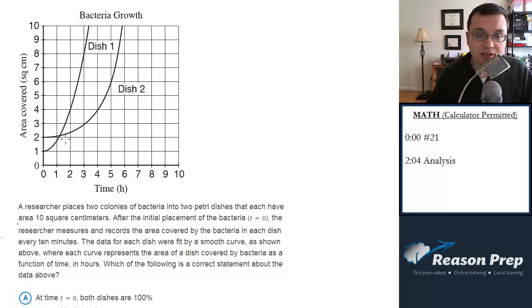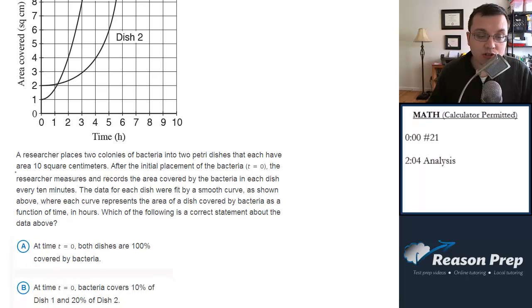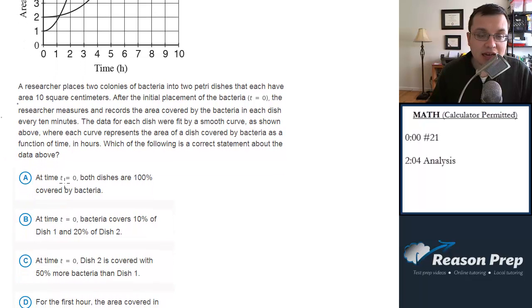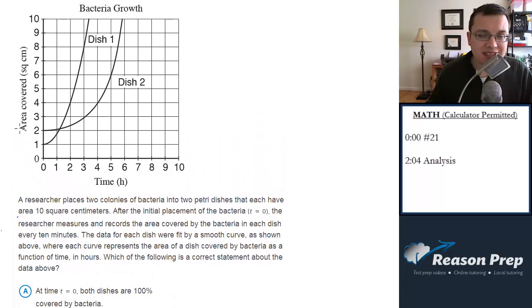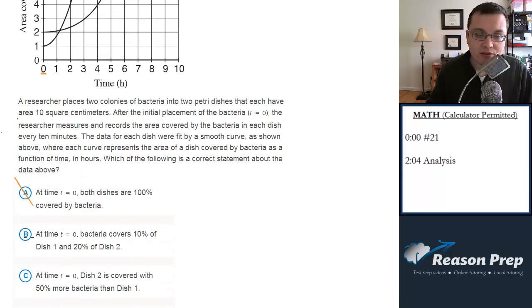So here's our graph, basically exponential, and we want to figure out which one of these statements is true. So let's just start evaluating these statements. At time t equals 0, both dishes are 100% covered by bacteria. Well, they said that it was a total area of 10 square centimeters in this dish. And we can see at time t equals 0, dish 1 is 1 square centimeter and dish 2 is 2. So no, that's not 100%. They would need to be up here at 10.